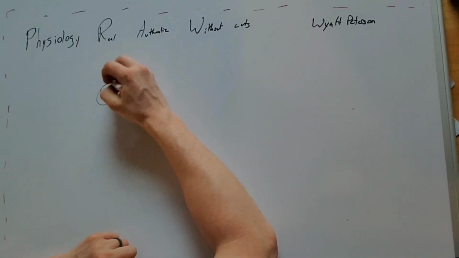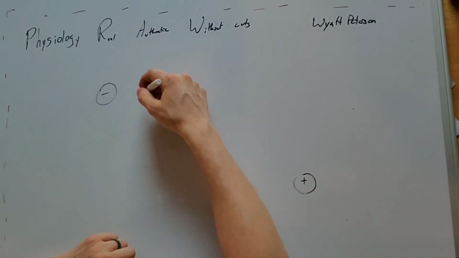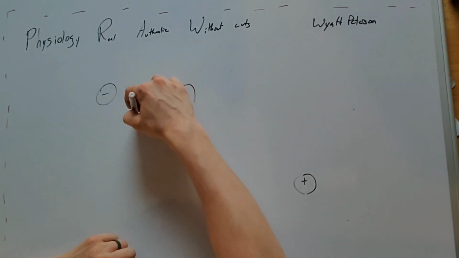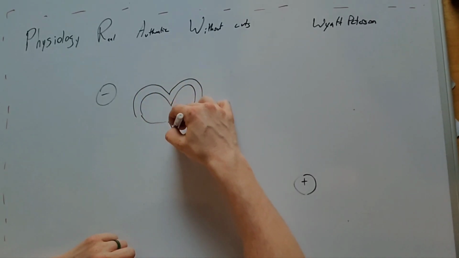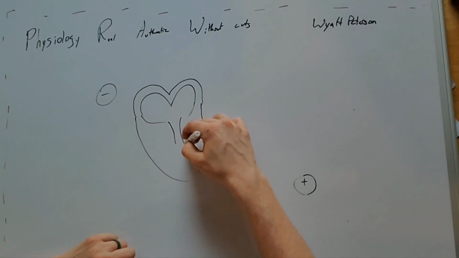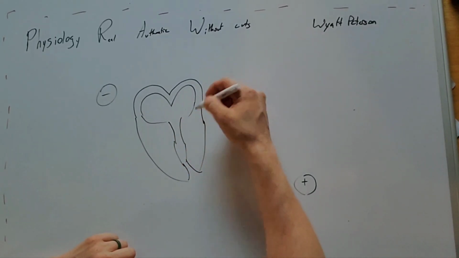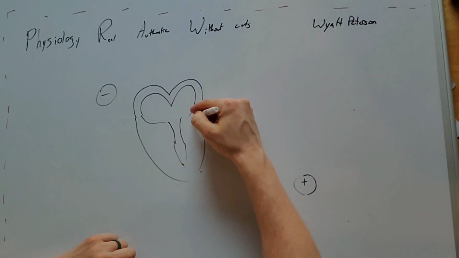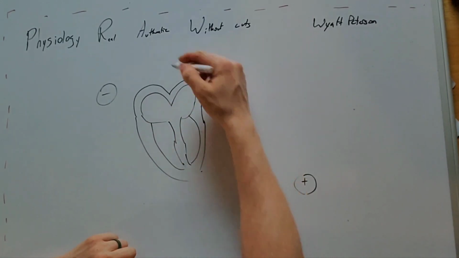So we have nodes, and then let's make it simple. Oops. That kind of works, right? No, it doesn't. Yes, we got the heart.